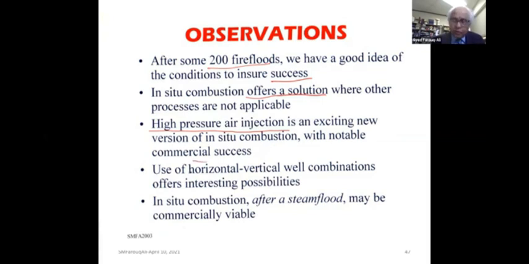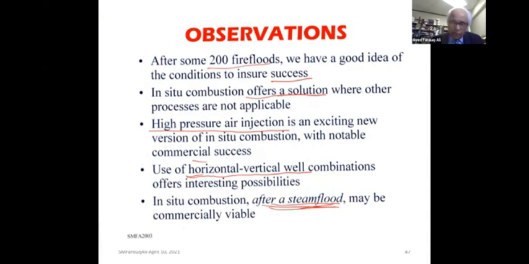Also, there is a possibility of using horizontal vertical combinations. Also, you can use combustion after a steam flood. Now, you have to be very careful. Is there enough oil to justify it? Now, I didn't talk about the failures of combustion. There are many in-situ combustion projects that have failed, and I could go into that too, depending on the situation. So that's the end of my lecture.